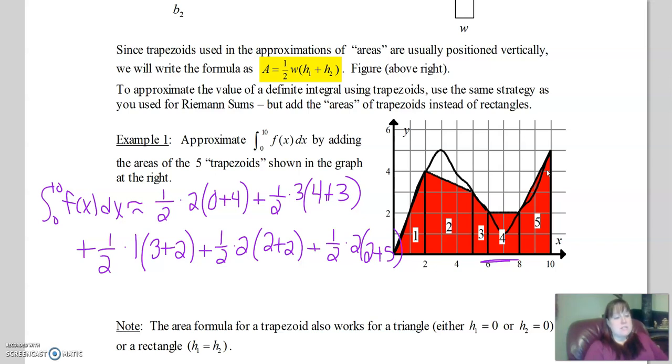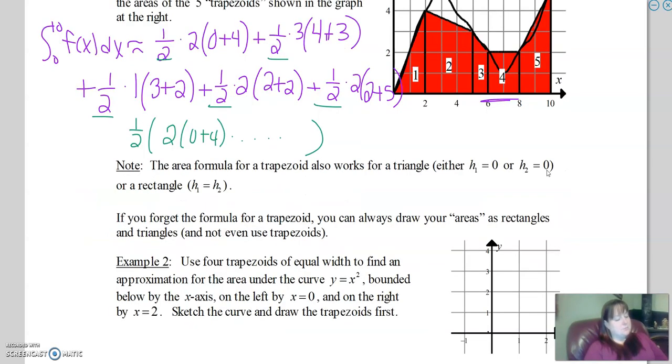Now, what you'll notice is that there is a 1 half in each of these. So we could take the 1 half out and then multiply the whole thing by 2 times 0 plus 4, and so on and so forth. So we could definitely do that. In fact, we will do that in most of ours, because it doesn't make sense to keep writing that 1 half over and over and over again. So let's take a look.